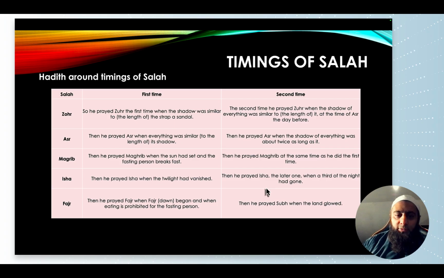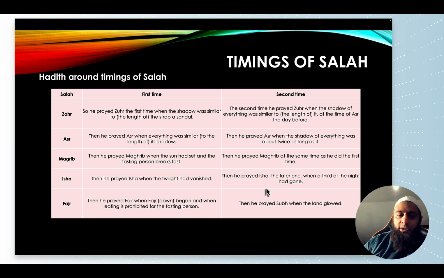Then he prayed Asr when everything was similar to the length of its shadow. And then he prayed Asr on the second day when the shadow of everything was about twice as long as that. And then he prayed Maghrib when the sun had set and the fasting person breaks their fast. And then he prayed Maghrib at the same time on the second day, because sunset is typically sunset, so that doesn't really change too much day to day.